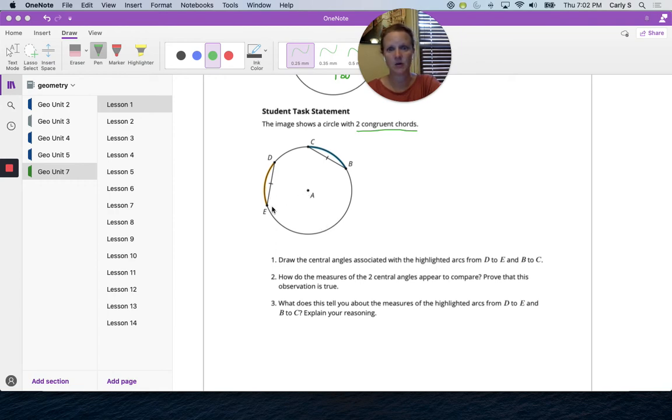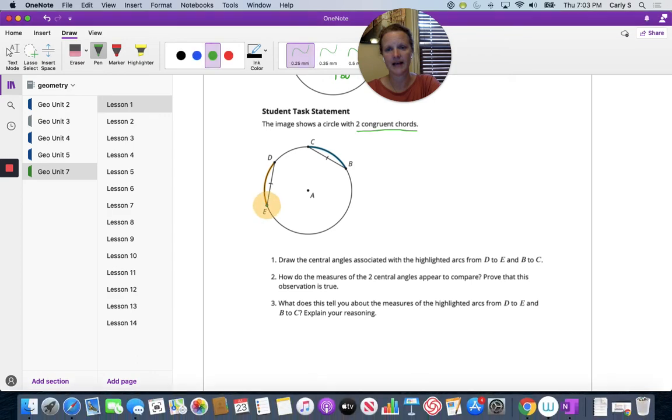So we're going to go a straight line from E to A and a straight line from A to D. So that right there is our central angle. Let's change colors. We're going to go from A to C and A to B. And that is that central angle.